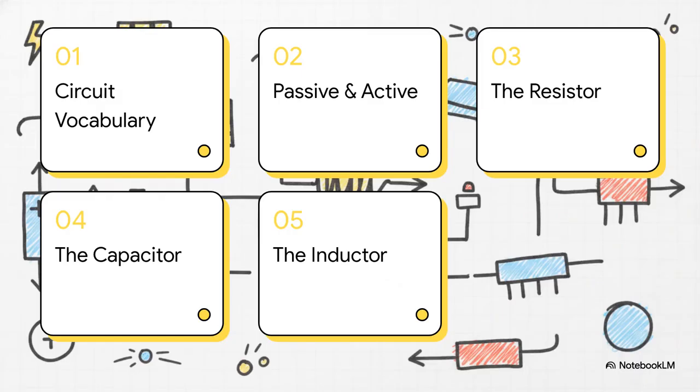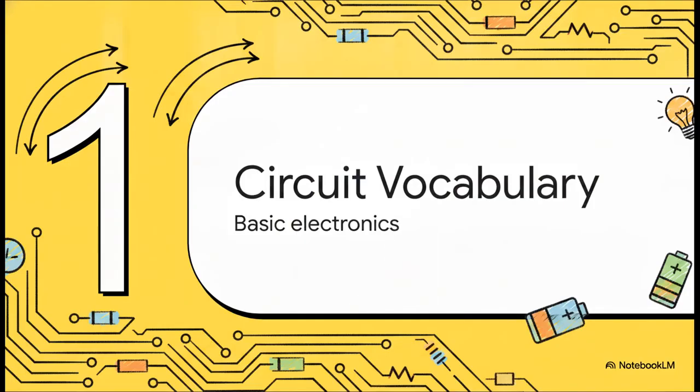So here's our roadmap for today. We're going to cover the vocabulary of circuits, the difference between passive and active families, and then we'll jump into the big three: the resistor, the capacitor, and finally the inductor. All right, part 1, the vocabulary of circuits, essentially the basic language of electronics.